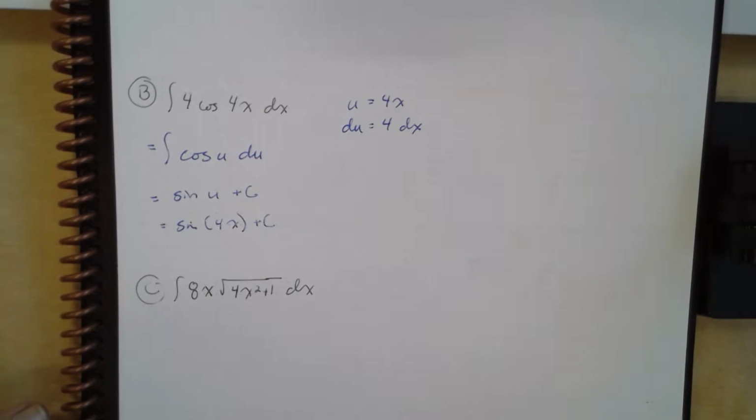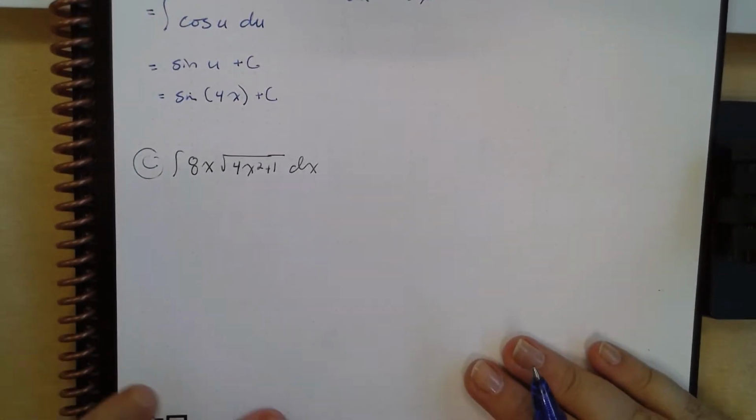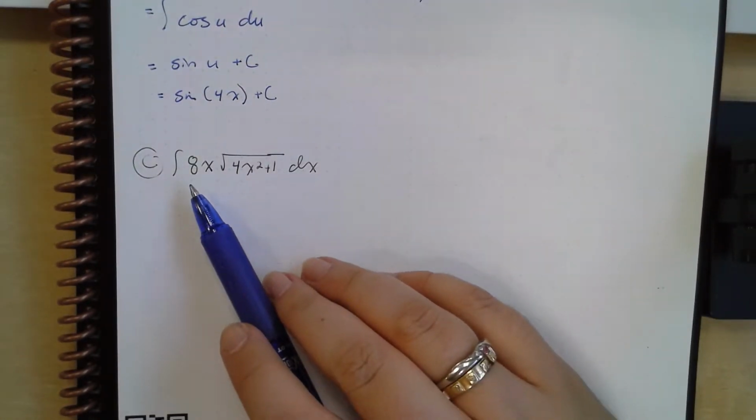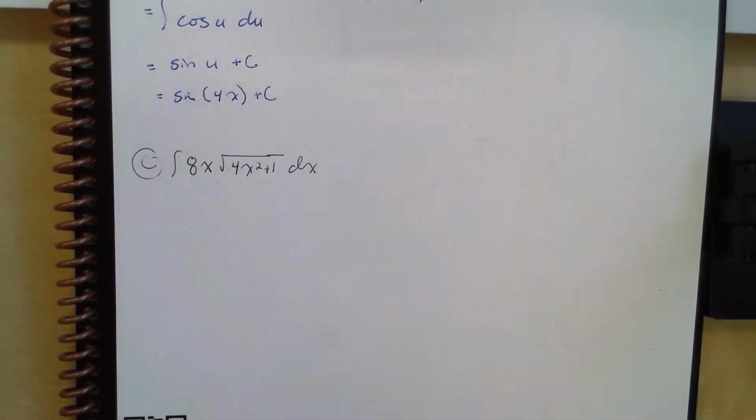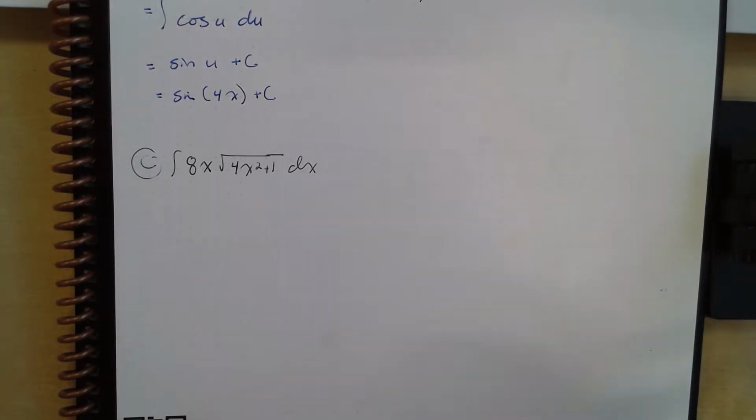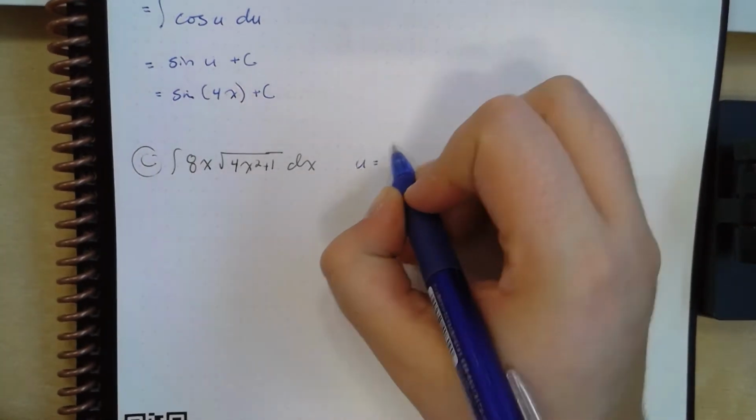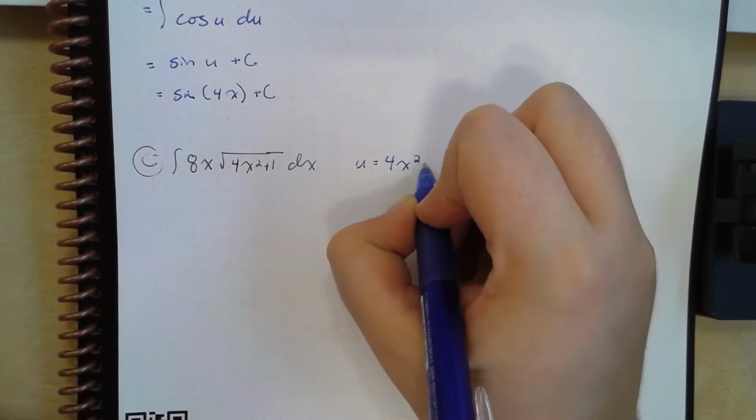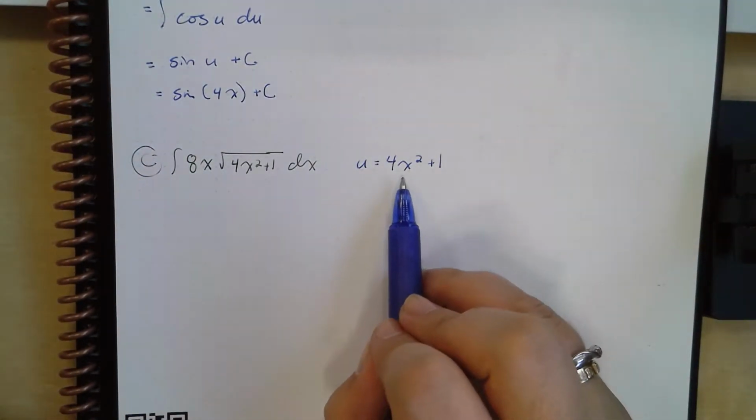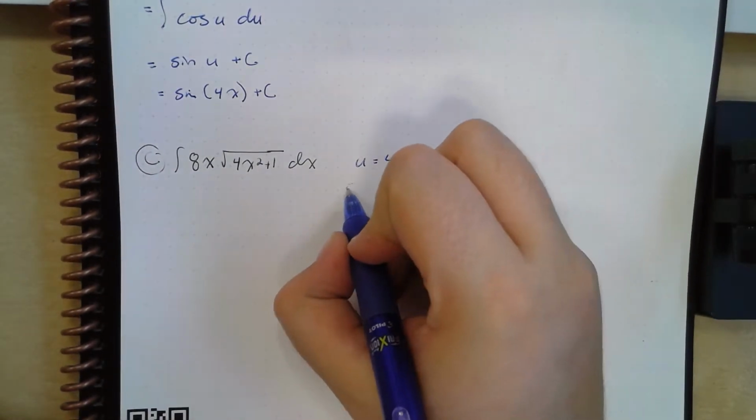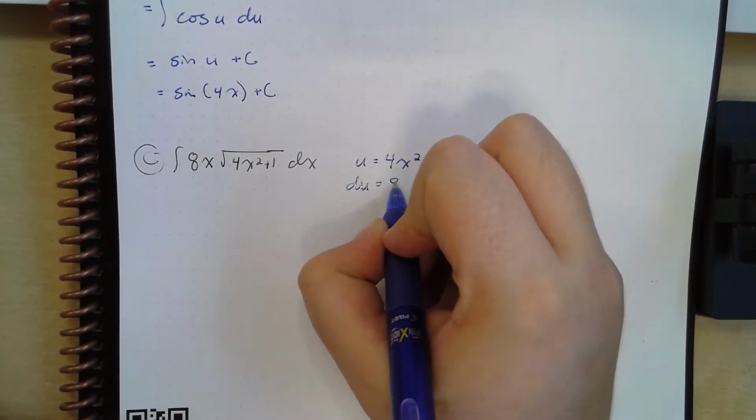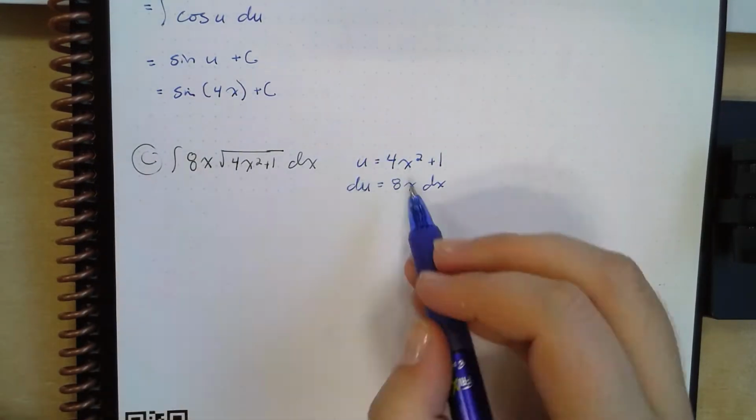Okay? Let's do one slightly more complicated. Here we have the integral of 8x times the square root of 4x squared plus 1 dx, and we want to set something equal to u. So maybe pause for a second and think about what you would set u equal to. Okay, hopefully you're back now. I would set u equal to 4x squared plus 1, because if I do that, my derivative is going to be 8x. So I'm going to have du is equal to 8x dx, and then I can rewrite this.